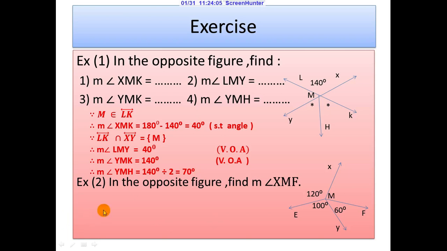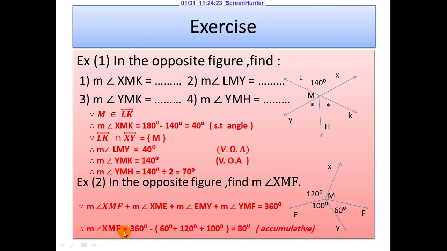As the first time, we must write since measure of angle XMF plus measure of angle XME plus measure of angle EMY plus measure of angle YMF, all of them, their sum equal 360 degree. Therefore, measure of angle XMF equals 360 minus their sum, 60 plus 120 plus 100. It will be finally equal 80 degree. And don't forget to write the reason beside it, accumulative angles.